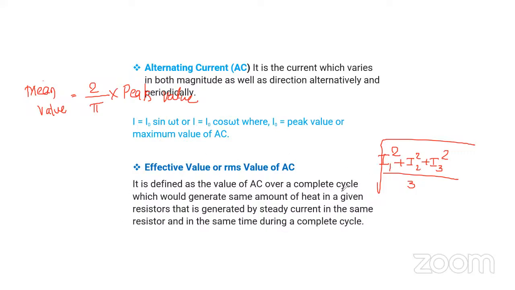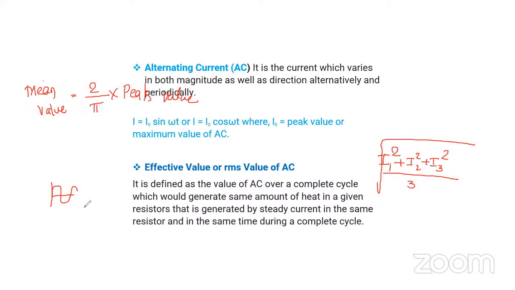So how can you define it? The definition is a little complicated. If you remember with the equation, it will be easy to understand. It is defined as the value of AC over one complete cycle which would generate the same amount of heat in a given resistor as is generated by the steady current in the same resistor in the same time during a complete cycle. So this RMS value of current is nothing but the value for which one cycle produces heat equal to the heating effect produced by the steady current in the same resistor.